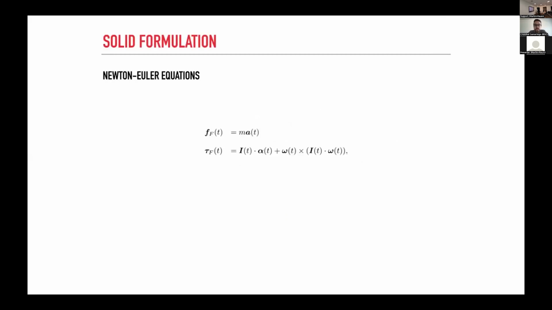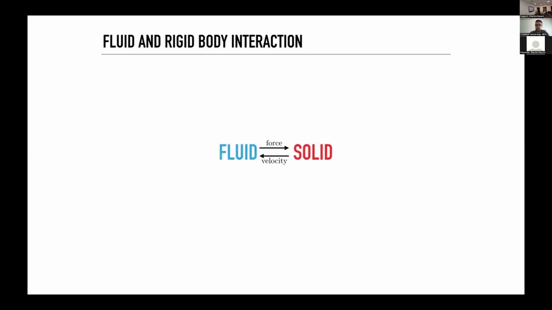On the other side, we have the solid physics that we have to solve. And as you already know, this is a rigid solid. So we only need to solve the Newton-Euler equations that are shown on the screen, where the force and torque in red here come from the fluid. To summarize: the fluid needs the velocity that comes from the solid, and the fluid gives the force to the solid.